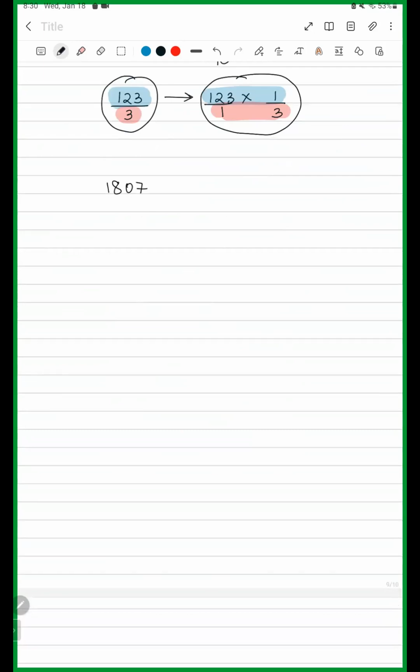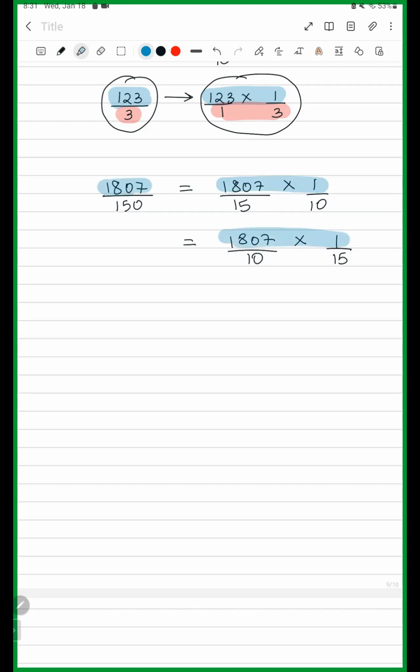1807 by 150, so you can write it like this: 1807 by 15 into 1/10. या फिर you can write it like this also: 1807 by 10 into 1/15. Why? Because numerator is 1807 into 1. ठीक है, denominator is 150 ना, तो 15 into 10, 15 into 10.